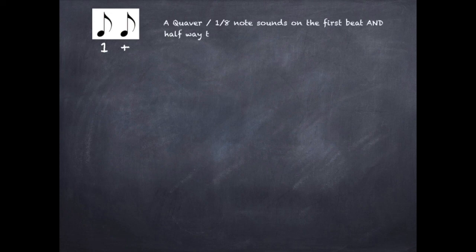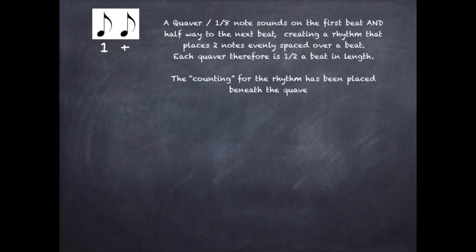A quaver or eighth note sounds on the first beat and halfway to the next beat, creating a rhythm that places 2 notes evenly spaced over a beat or pulse. Each quaver, therefore, is half a beat in length. The counting for the rhythm has been placed beneath the quavers, 1 and.